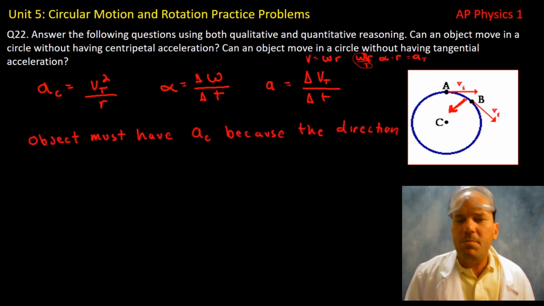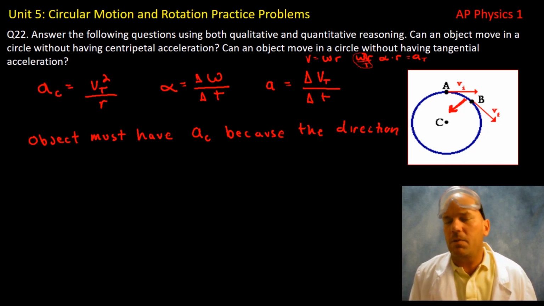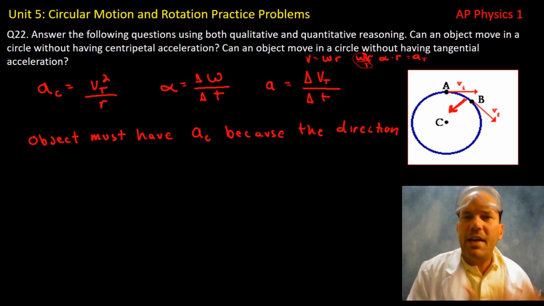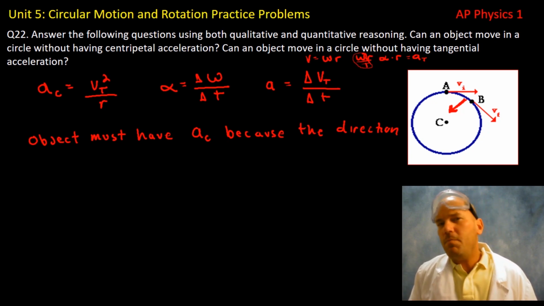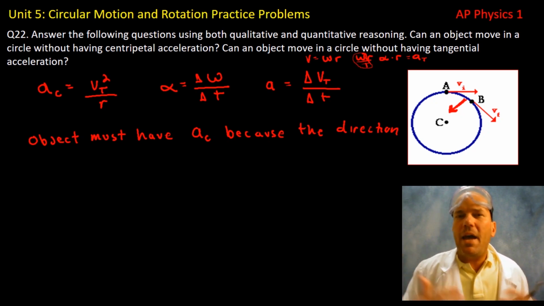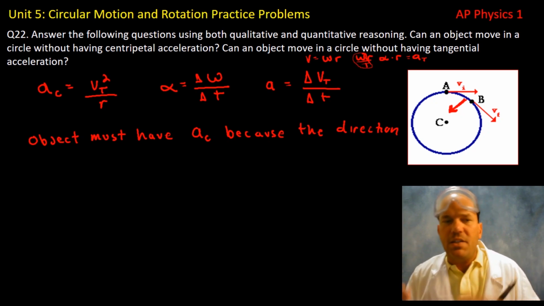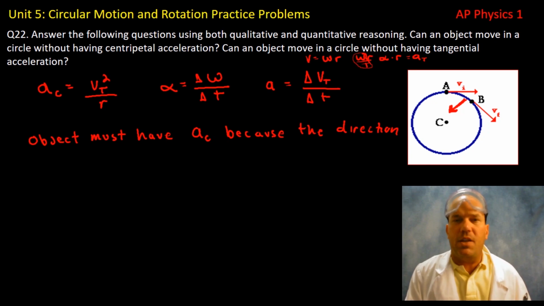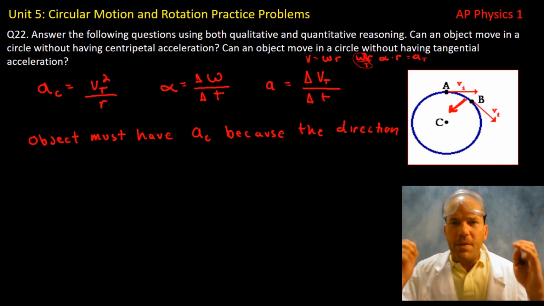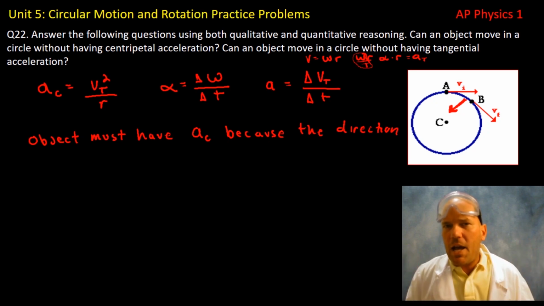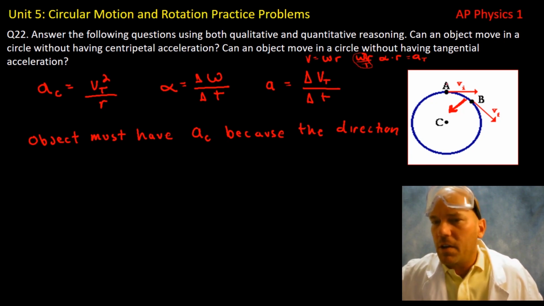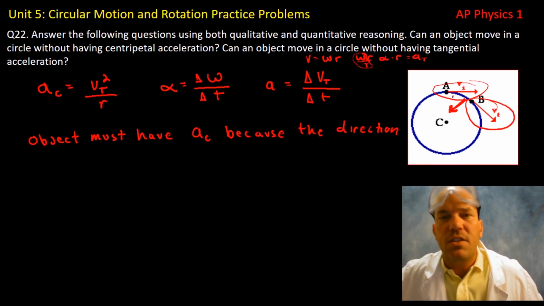First and foremost, an object must have centripetal acceleration because the direction is constantly changing. We may not be concerned with the magnitude, but velocity is a vector quantity with both magnitude and direction. Even with a constant magnitude, an object in a circular path must have centripetal acceleration for the simple fact that its vector is constantly changing.